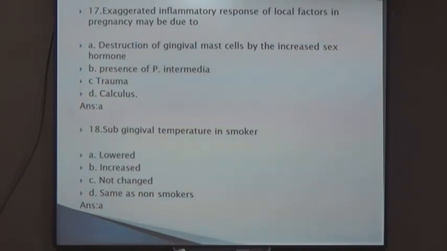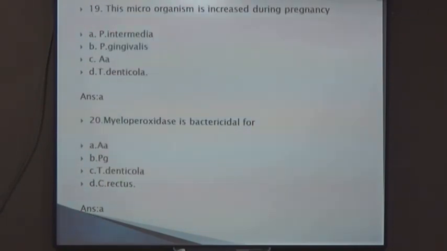Then, subgingival temperature in smokers is lowered. This microorganism is increased during pregnancy, P intermedia. Then myeloperoxidase is a bactericidal for AA. Repeatedly they are asking this in entrance. Myeloperoxidase. People are writing C. rectus. No, C. rectus and Peptostreptococcus micros all will be in periodontal abscess, not in this. Myeloperoxidase is a bactericidal for AA.